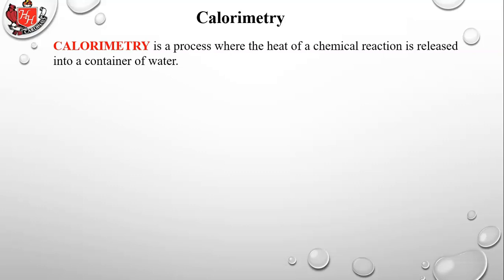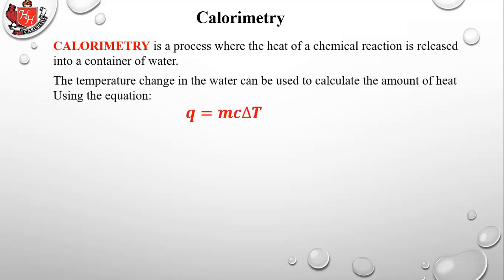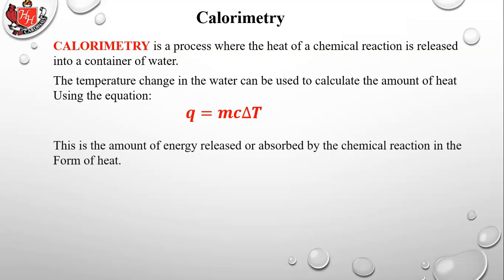So calorimetry is a process where the heat of a chemical reaction is released into a container of water. The temperature change in the water can be used to calculate the amount of heat using the equation Q equals mc delta T. This is the amount of energy released or absorbed by the chemical reaction in the form of heat.